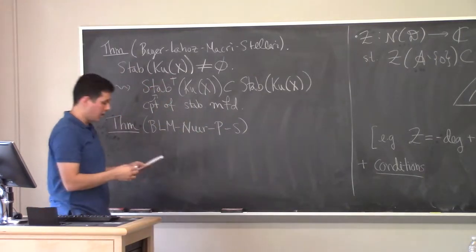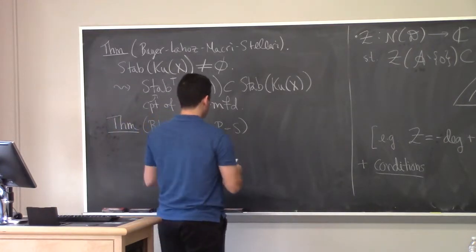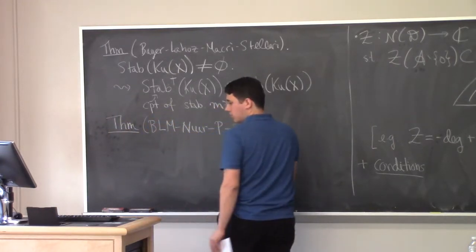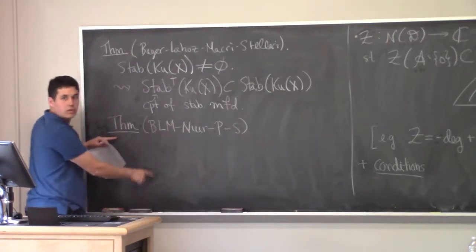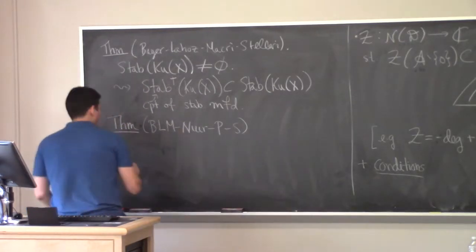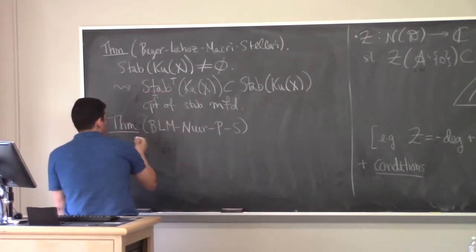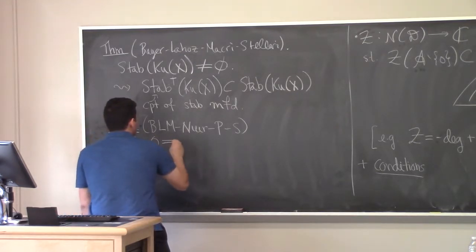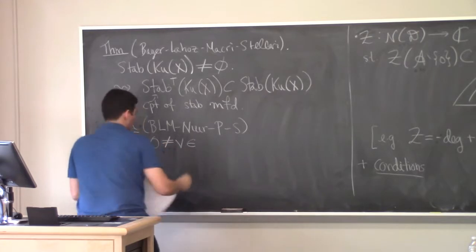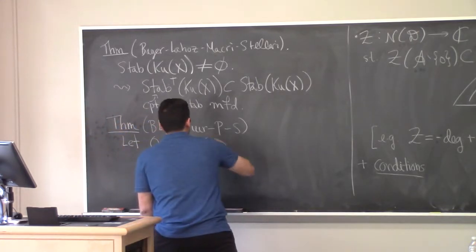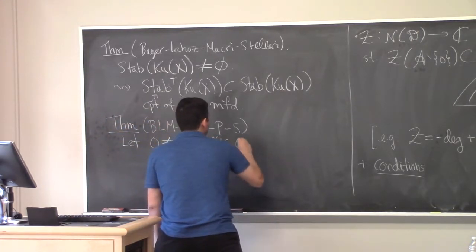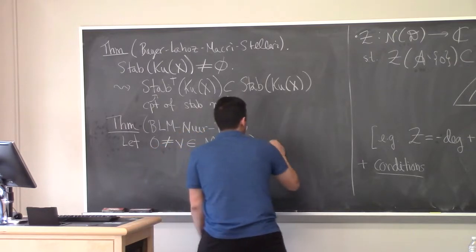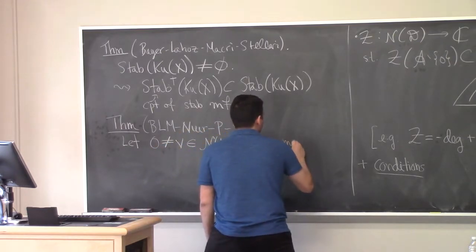So let me write it down. The statement is a little bit long. Can you see this part of the board? This part's okay. So let me first tell you the input to the theorem. You need to start with the non-zero vector V in the numerical Grothendieck group of Q of X. And I'm going to assume that this vector is primitive.